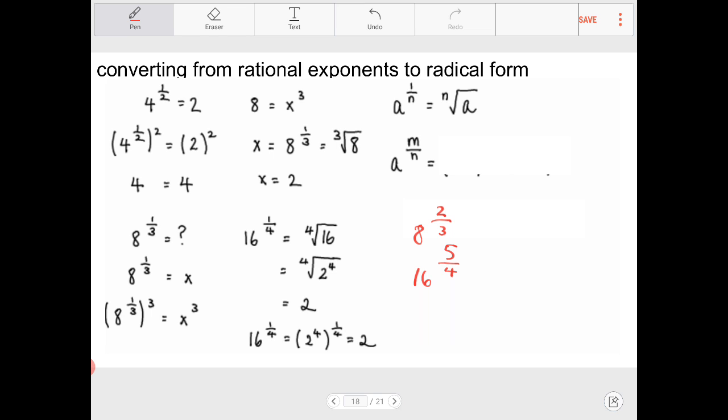A way for us to figure this out is to break this down. a to the m over n. Let's try to apply the power rule, but in reverse. So a to the m over n can be re-expressed as a to the 1 over n, raised to the m, because if I were to apply the power rule, I'll be left with m over n as the power. Alternatively, we can also re-express this as a to the m, raised to the 1/n.